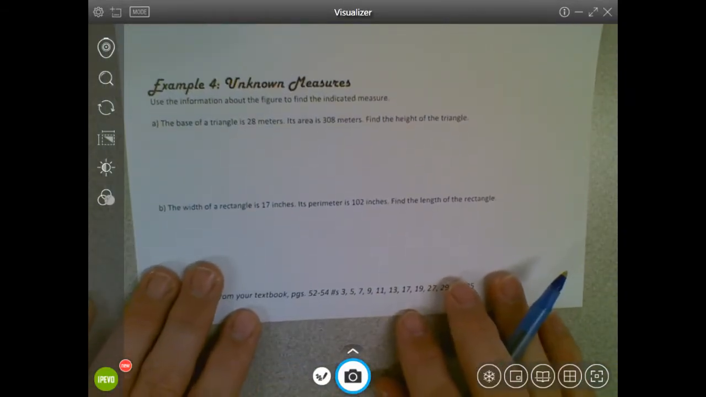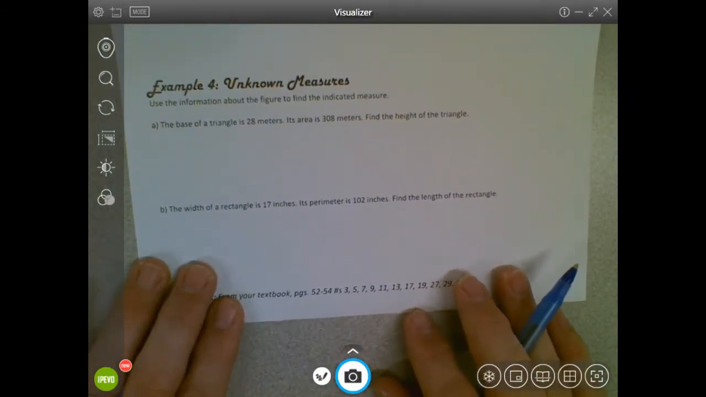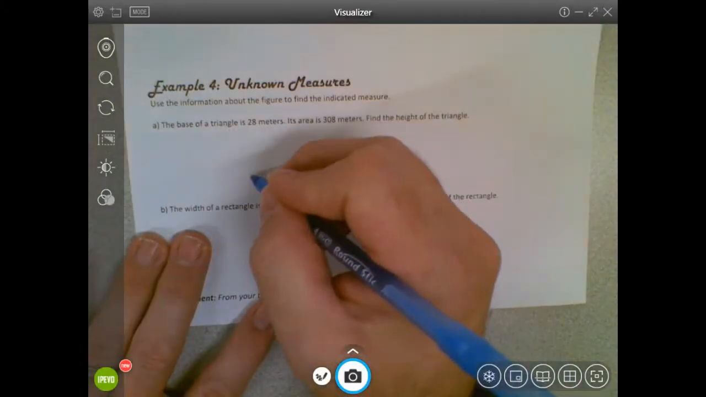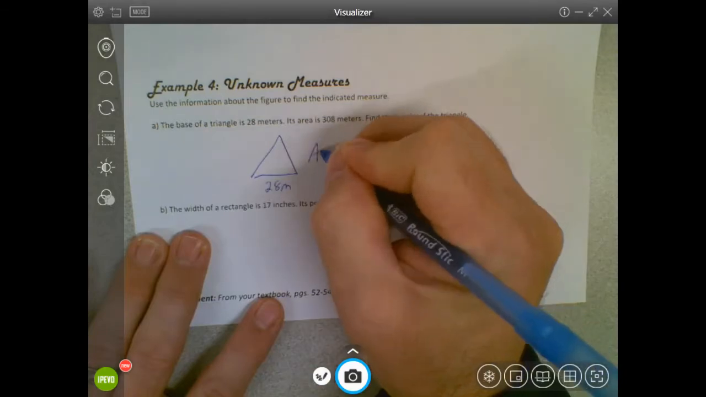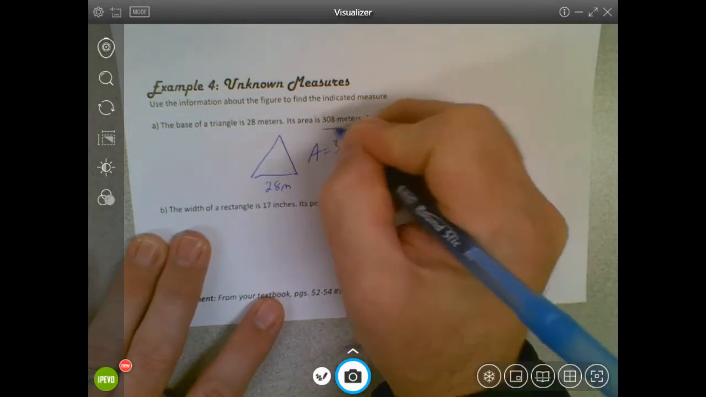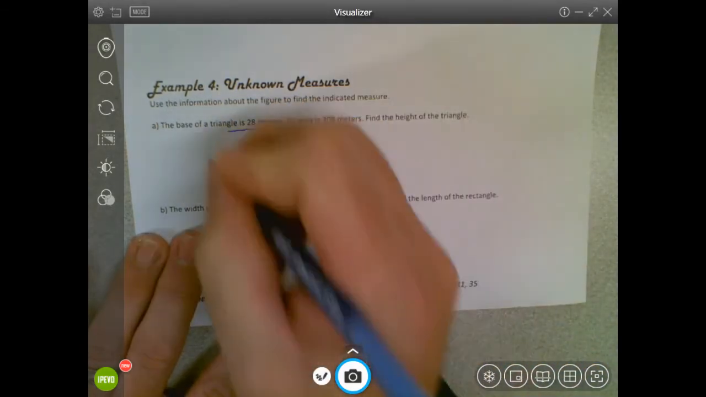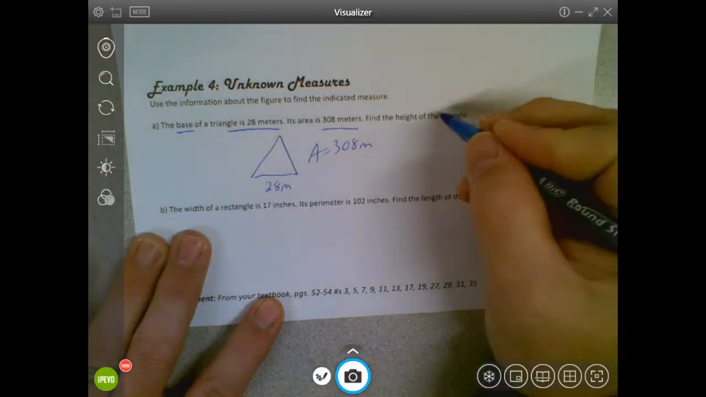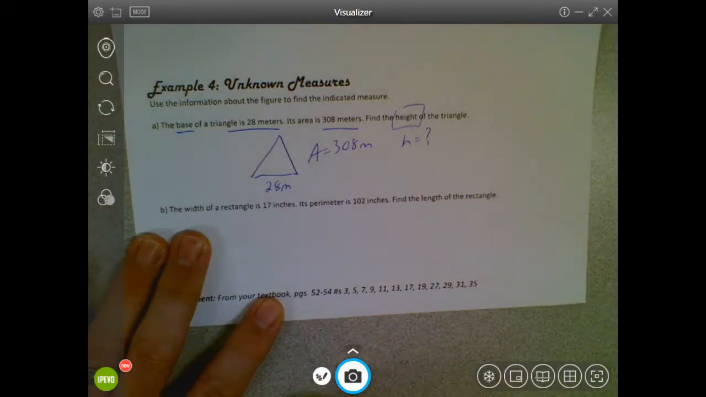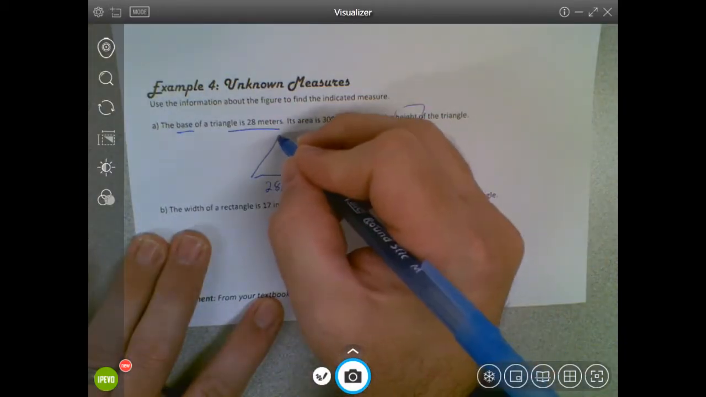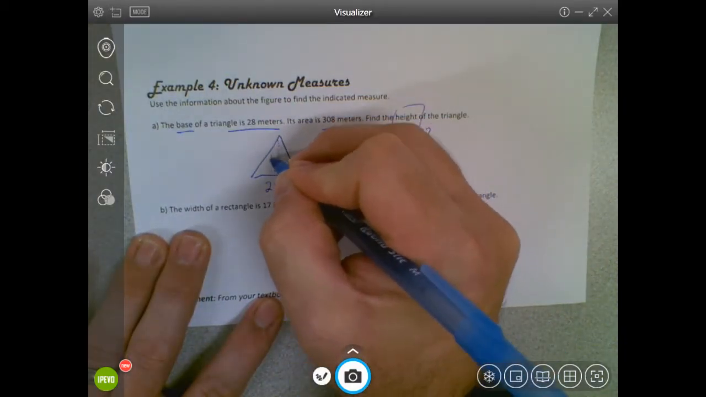All right, let's go ahead and solve A here and see how we did. They're giving you the base of a triangle is 28 meters. They're giving you the area is 308 meters, right? So those are given. Those are given. And they're asking us to find the height. So basically the height is the unknown. So if I draw it in my picture here, this height is unknown.